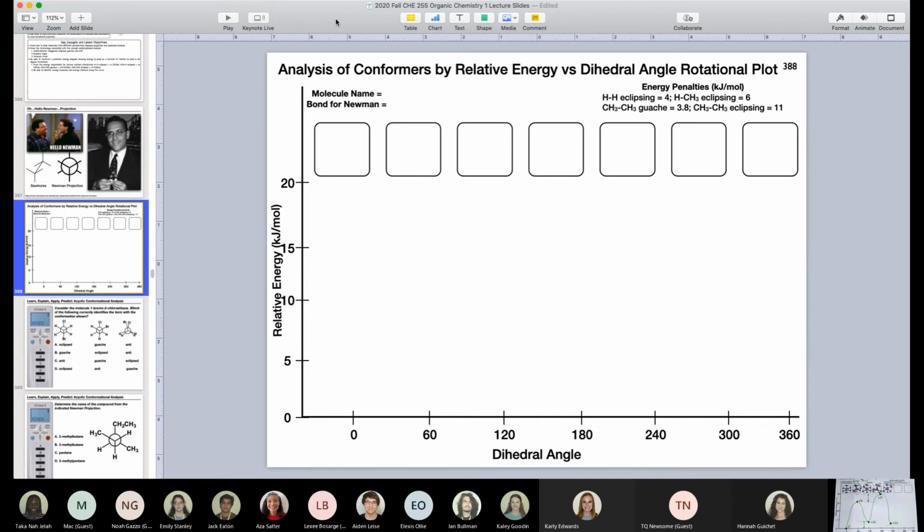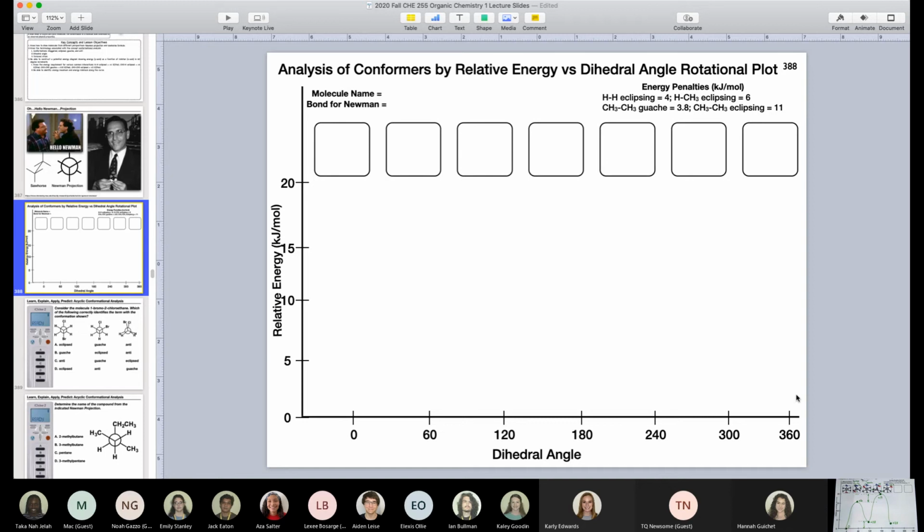So again, this sheet is posted on the lecture page of module 3. There are also a lot of screencasts on nomenclature and conformational analysis that you should review as well. Since we're almost out of time, I'll leave the last couple of minutes. Do you guys have questions that you want answered before our time is up for today?